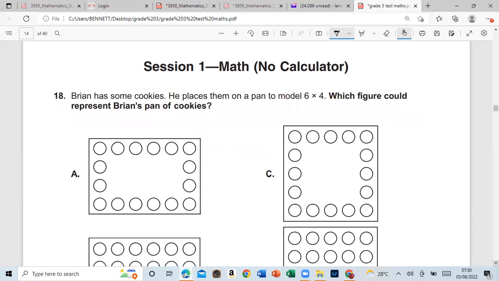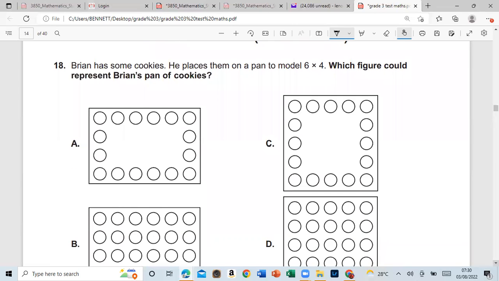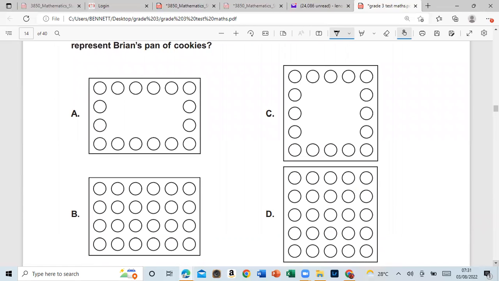All right. Brian has some cookies. He placed them on a pan modeled 6 by 4. Which figure could represent Brian's pan of cookies? So it's a 6 by 4. So I have to check this one here. 1, 2, 3, 4, 5, 6. Let's see how many now. 2, 3, 6 by 4.